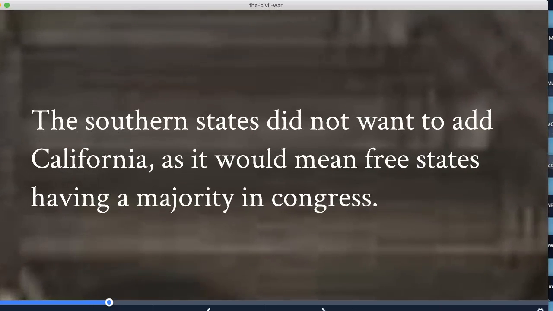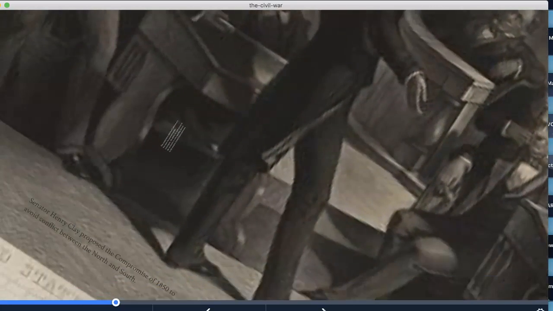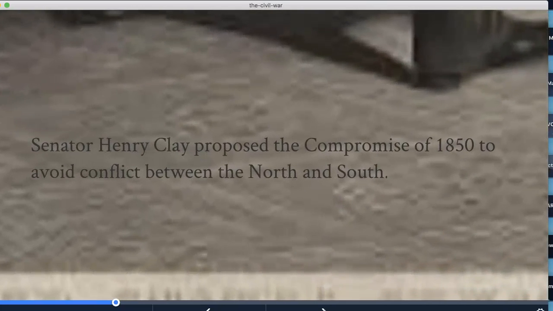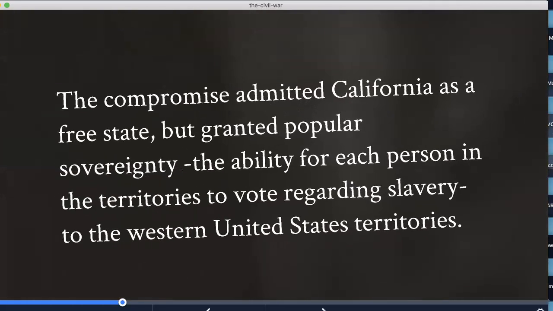Southern states obviously do not want California to be free because they'd have a majority in Congress. Senator Henry Clay proposed this compromise, again, that would basically take down the 36°30' line and create a new line. And again, this would be to avoid another conflict between the North and the South.